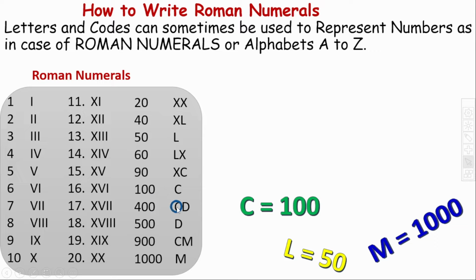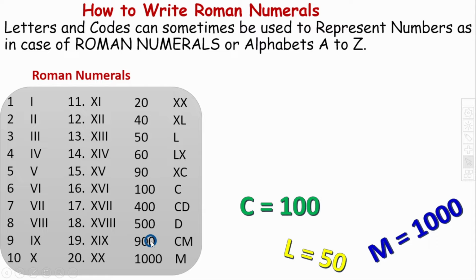Then we have 400. 400 was derived from 500. 500 is represented by D. So to get 400, what do we do? We subtract 100 from 500 to get 400. How do we subtract? You place that figure before it. So what do we have? We have CD. C was subtracted from D. So we have 100 subtracted from 500 to give us 400. So it is CD. Very easy to memorize.